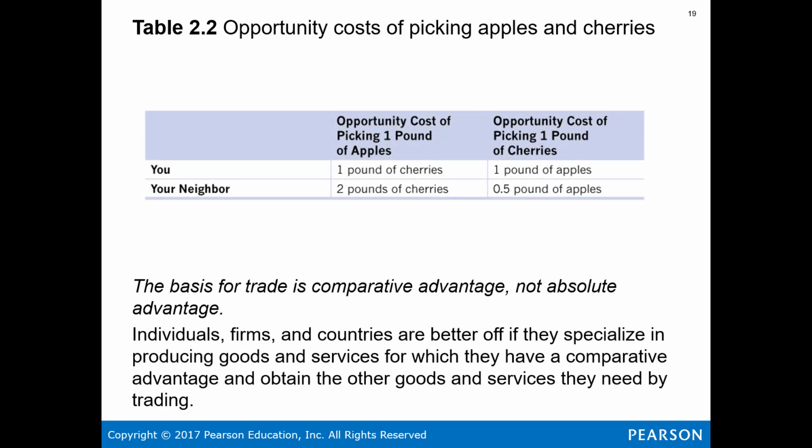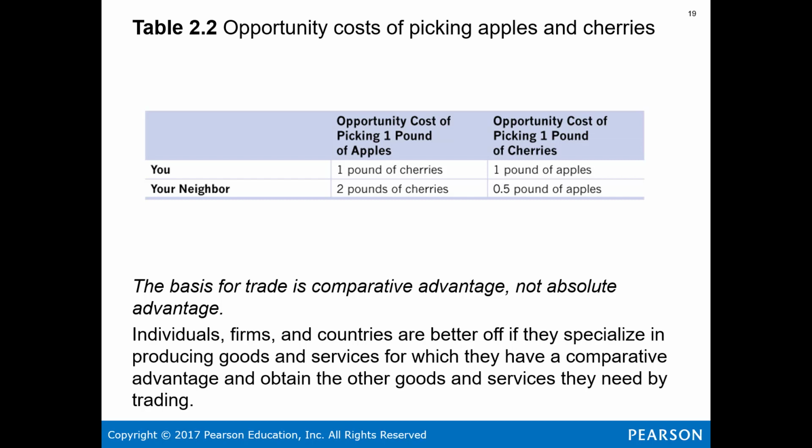So the opportunity cost of picking the apples. For you, the opportunity cost of picking 1 pound of apples was 1 pound of cherries. But to the neighbor, for every 1 pound of apples they picked, they lost 2 pounds of cherries. So the opportunity cost of picking 1 pound of cherries for me was 1 pound of apples. It's 1 for 1. Theirs was half a pound of apples. This is the basis of comparative advantage. It's the basis of trade, not absolute advantage. Just because I'm better at something with the same amount of resources, I can produce more, doesn't mean that that's the best option for me.